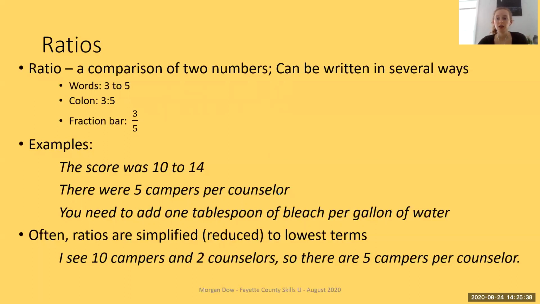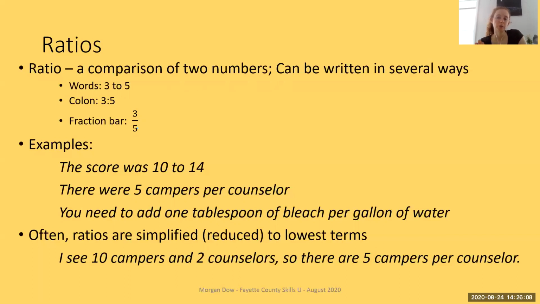Now ratios can be written in a few different ways. So sometimes we write them with words. For example, we might say 3 to 5. Sometimes we write them using the colon symbol. So 3:5, we would just say 3 to 5. And sometimes we write them in what we think of as fraction form. So using the fraction bar, again, we'd have 3 to 5 or 3/5.